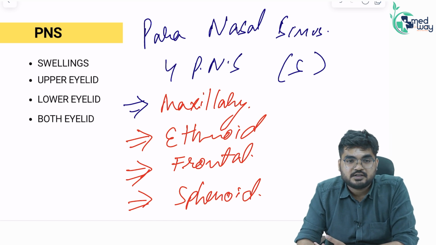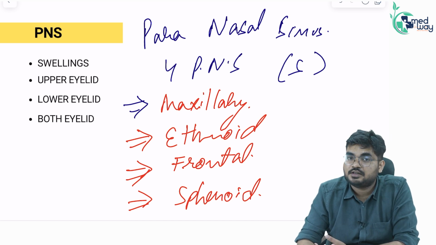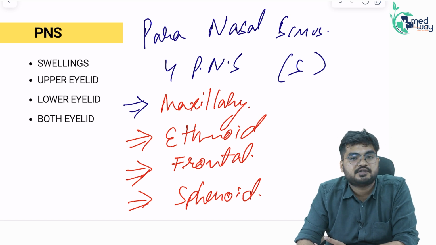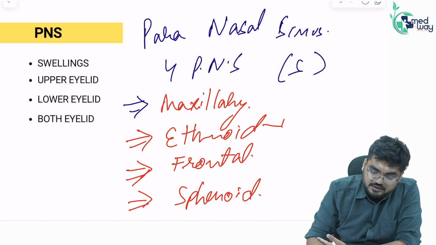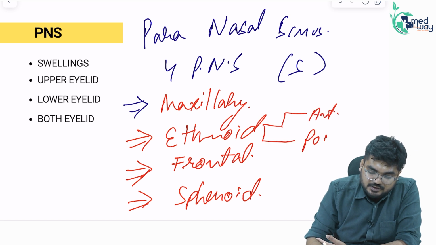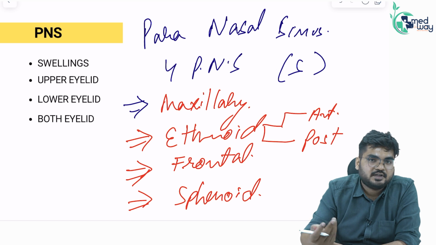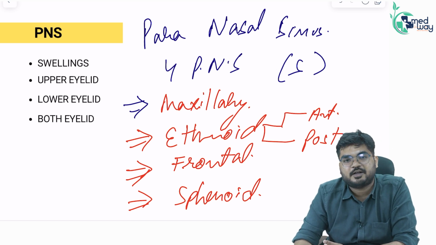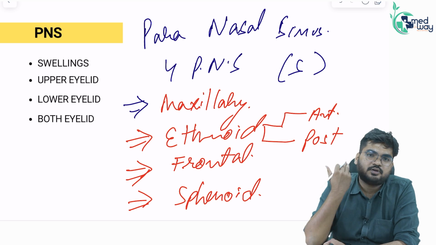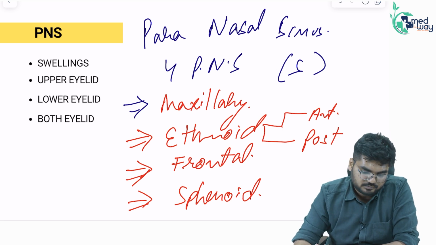What are the sinuses that are normally present? Maxillary sinus, ethmoid sinus, frontal sinus, and sphenoid sinus. What happens is that the ethmoid sinus is basically divided into anterior and posterior. That is the reason why some may say that there are 5 pairs of sinuses. Otherwise, you can say there are 4 pairs of paranasal sinuses. Pairs, why? Because they are present on both sides.